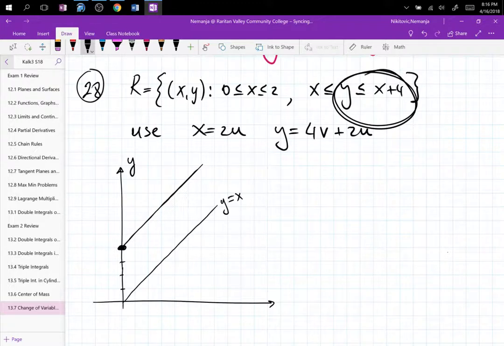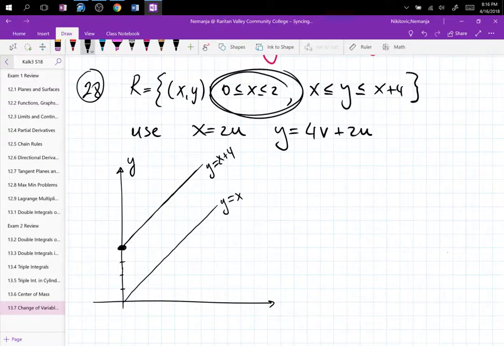There we go. Y equals x plus 4. And now, looking at the bounds for x, it's from 0 to 2. So this is my region R. Not that bad, right? We can still do the dx integral easily. Let's transform this region.